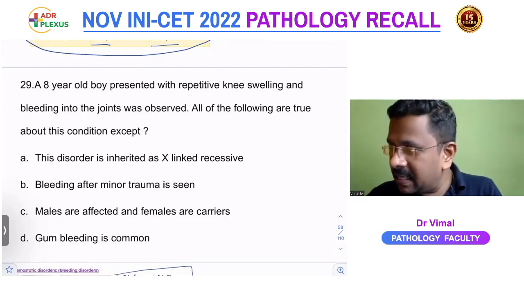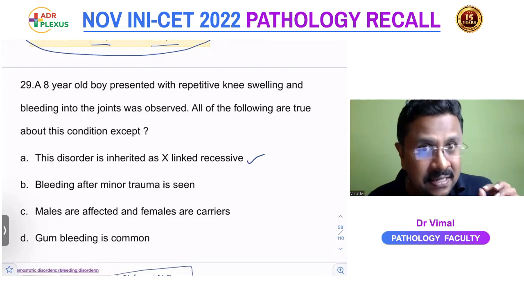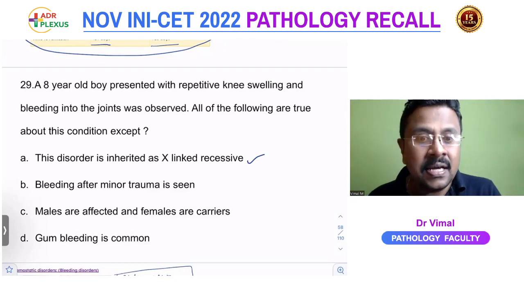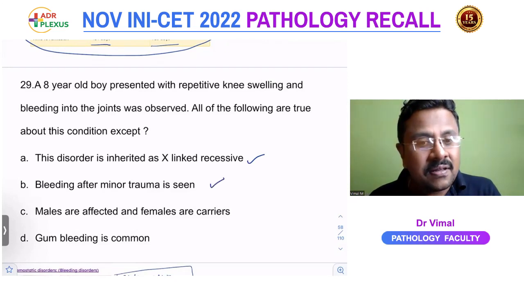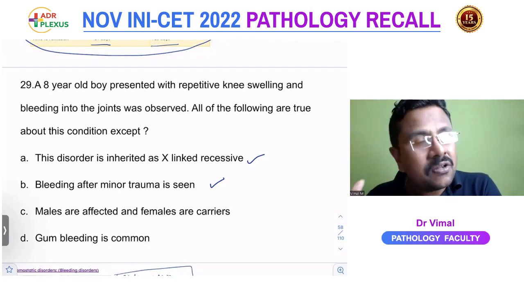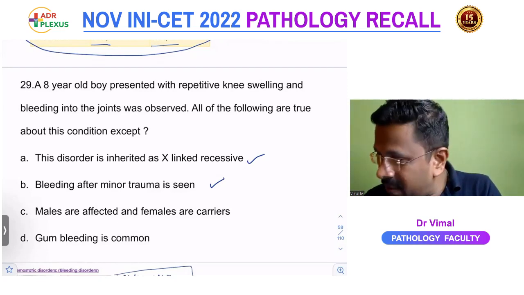Hemophilia is inherited as an X-linked recessive disorder. Yes, it is correct. And bleeding after minor trauma is seen. Definitely, it can be seen. And males are affected and females are carriers. Yes, males are commonly affected. Some are saying males are commonly affected was in one option. Yes, males are commonly affected. And gum bleeding is common.